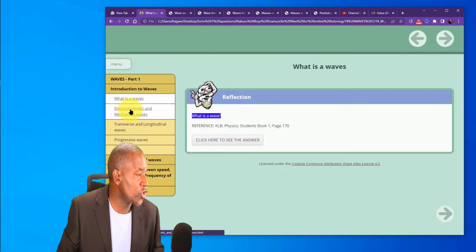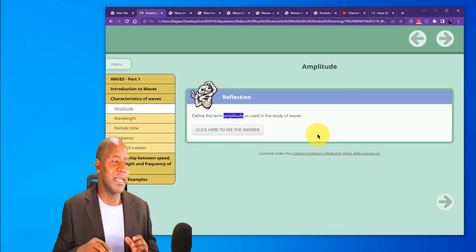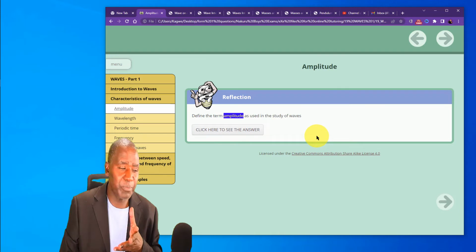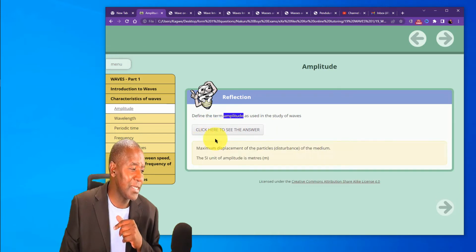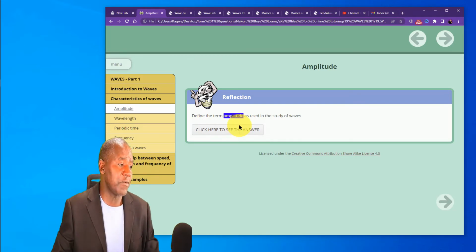Even when you go to characteristics of waves, the first characteristic is amplitude. I've asked you to define the term amplitude as used in the study of waves. Again, you go through the process of answering that, and once you click there, you'll be able to see the answer. So that is the takeaway that you get from this video.